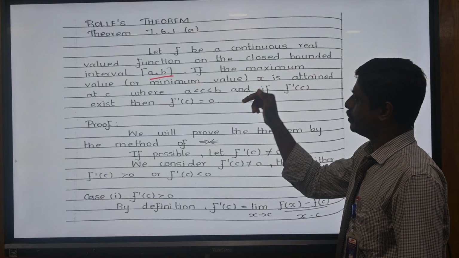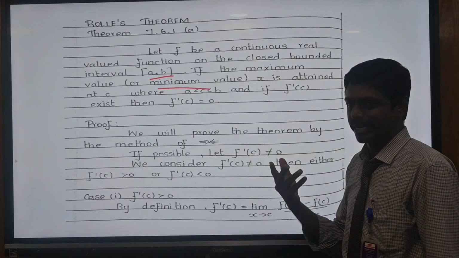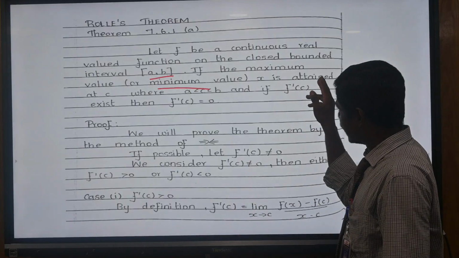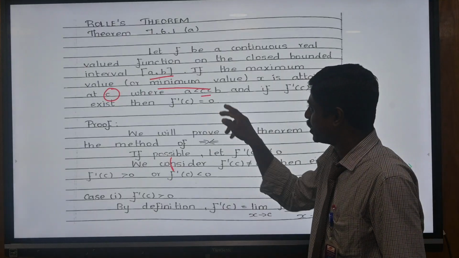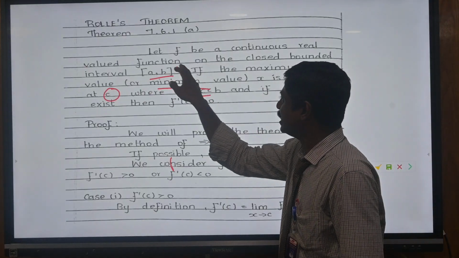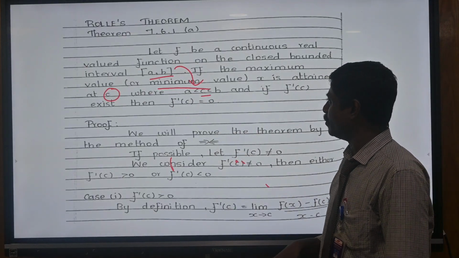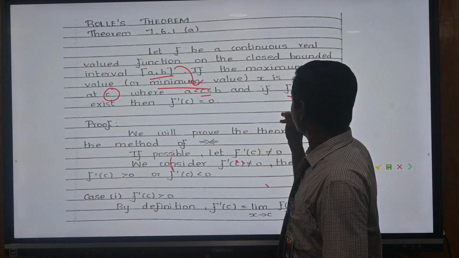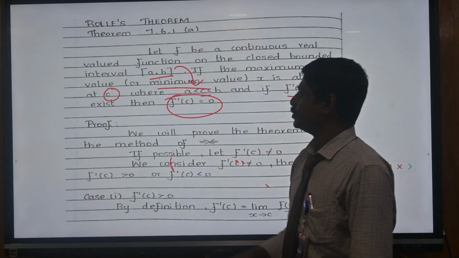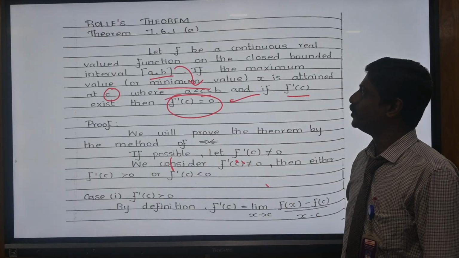The maximum or minimum value is attained at a point c, and that c is taken from the closed interval a comma b. And if f dash of c exists, then when you substitute that point in the derivative, it becomes 0. This is the concept of Rolle's theorem.